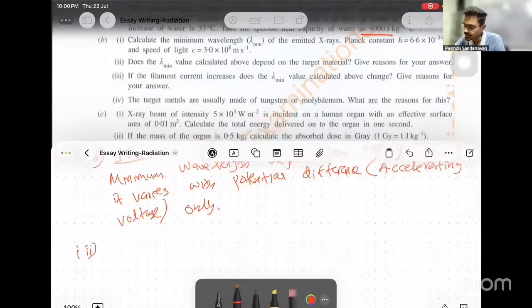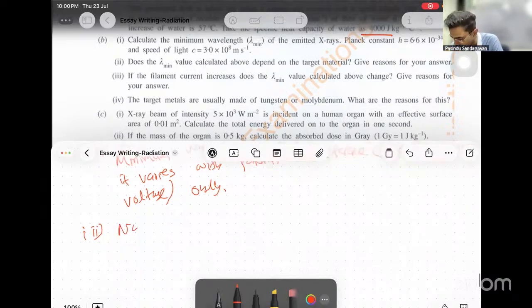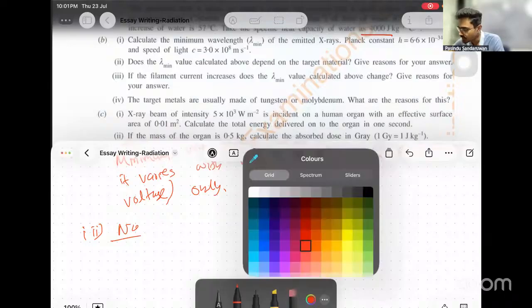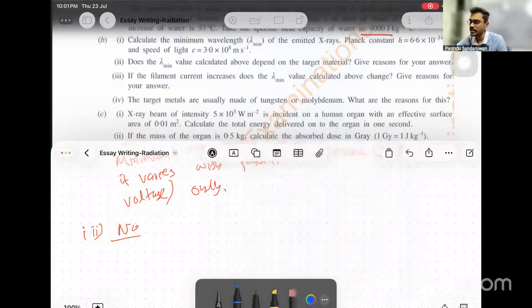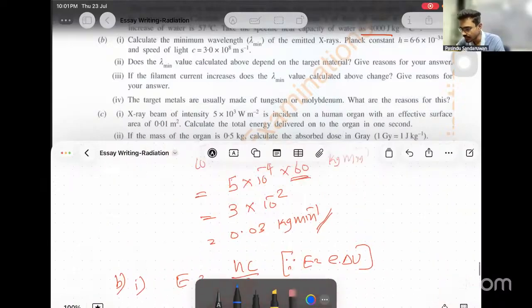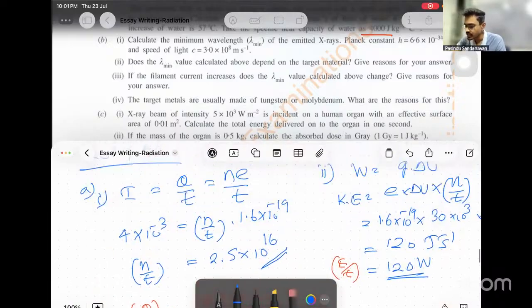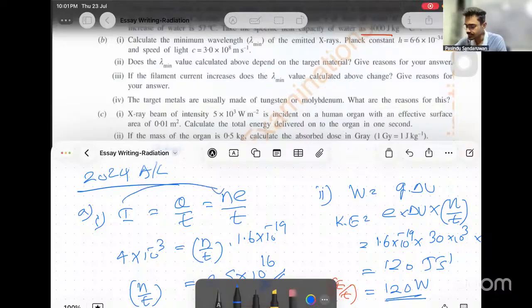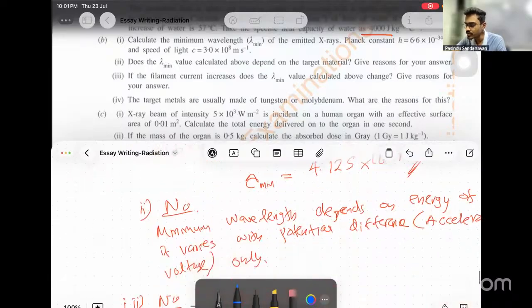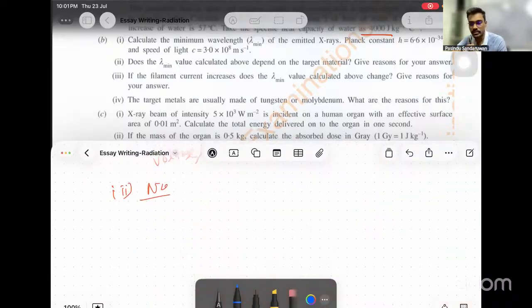If the filament current increases, does the lambda mean value calculated above change? Give reasons for your answer. Still no. Because when the current increases, go to our first calculation. The impact of current is on N over D. So when current increases, the number of photons hitting the target per unit time increases, but the energy of a photon is unchanged.